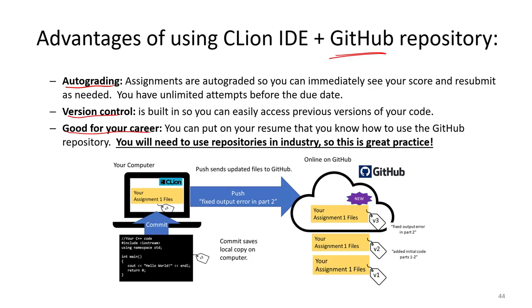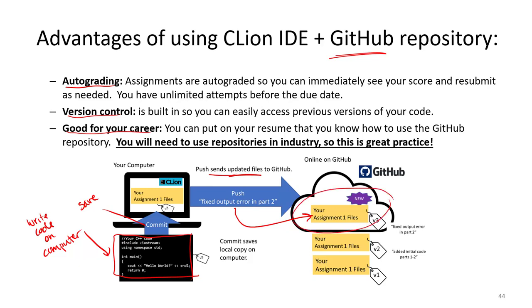And once again, down here, you can just sort of see an example of how this whole process works. We'll cover this more in detail in our first assignment. But essentially, you see what we do is we can write our code on our computer. We do what's called commit to save a local copy on our computer. And then when we're ready, we can push our assignment file to GitHub. So pushing sends the updated file to GitHub. And you can see that our files are stored in the cloud. They will be auto-graded, and you can easily keep track of the different versions.